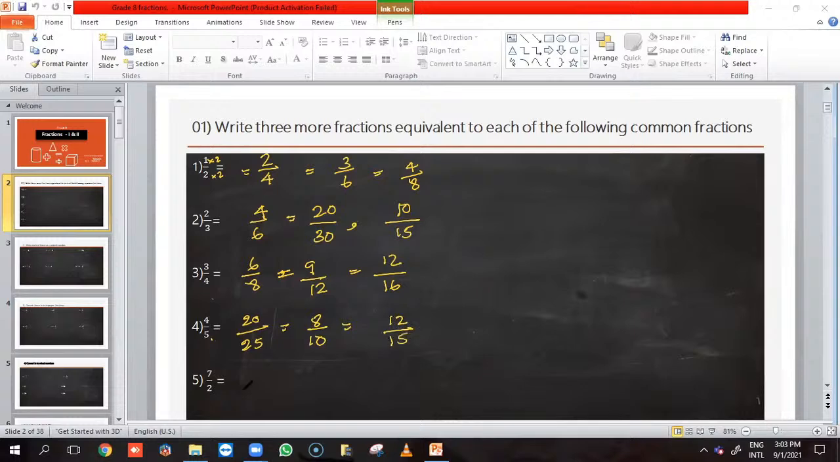I multiply above the line and below the line by 2. 2 times 7, 14. 2 times 2, 4. This is an improper fraction. Why? Because the numerator is greater than the denominator. 3 times 7, 21. 3 times 2, 6. 4 times 7, 28. 4 times 2, 8. We wrote here 3 more equivalent fractions. Next question.